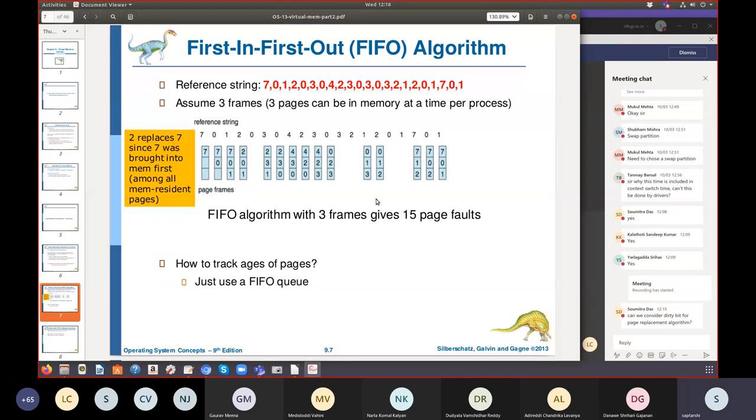Okay, if not, then let me ask a question. So you see this reference string with the FIFO algorithm and 3 memory frames gives 15 page faults. Suppose I give you more page frames. Is it a guarantee that the number of page faults will decrease? Suppose I give you more frames. So for the same reference string, is there a guarantee that the number of page faults will decrease?